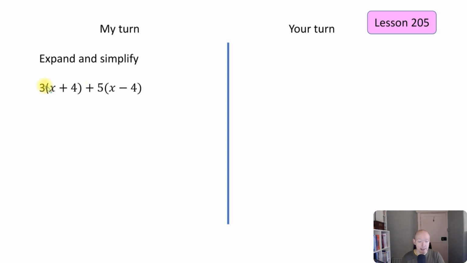Right, so here we've got an expand and simplify question. So two things to do. First, we need to expand both these brackets. Then we need to simplify by grouping things together. Let's do the expand first.